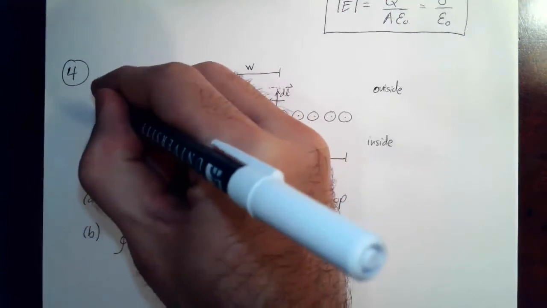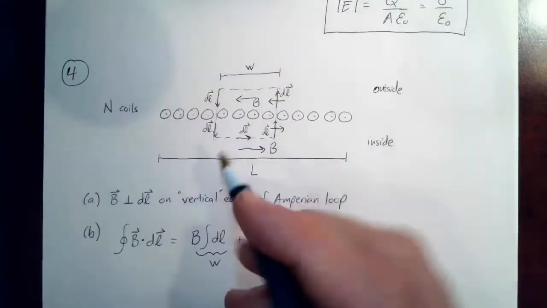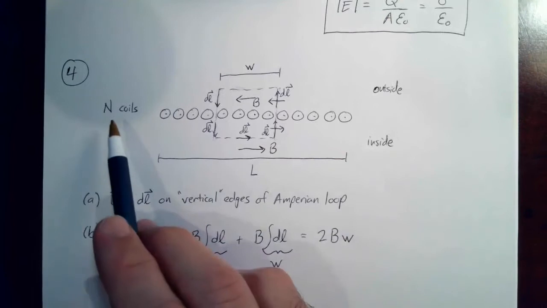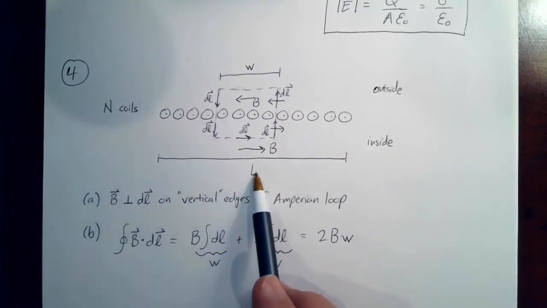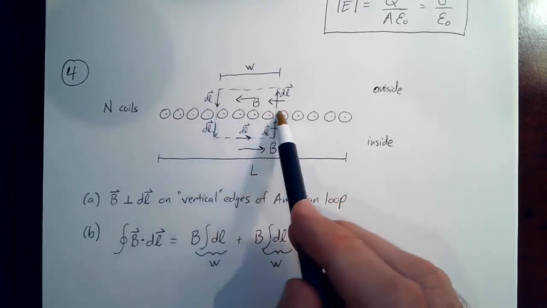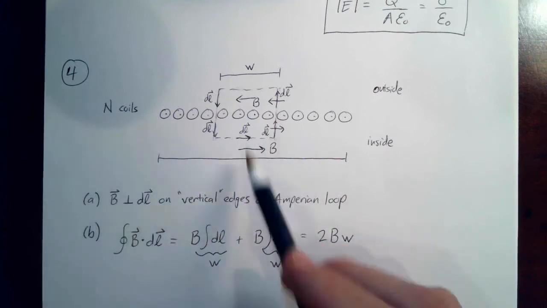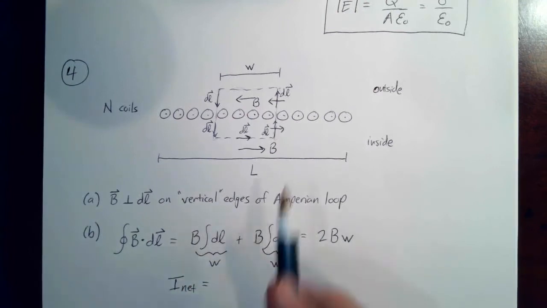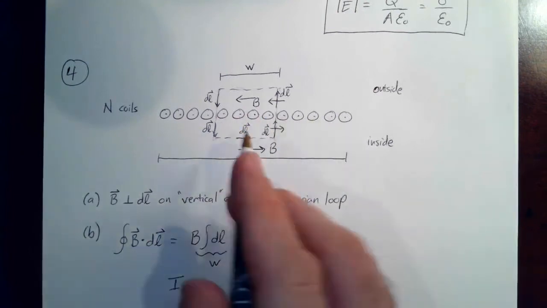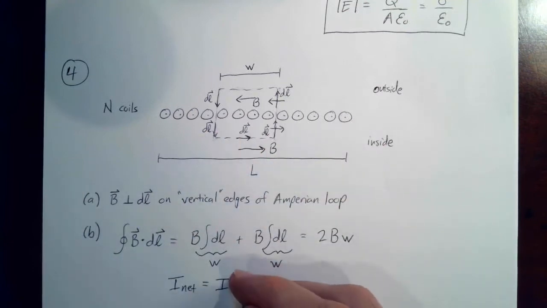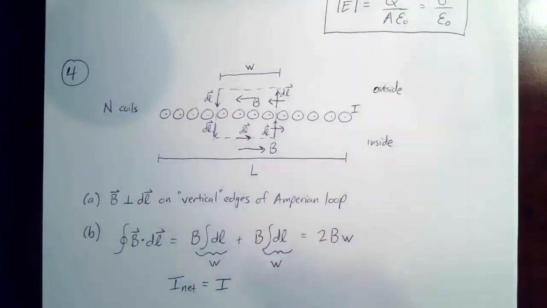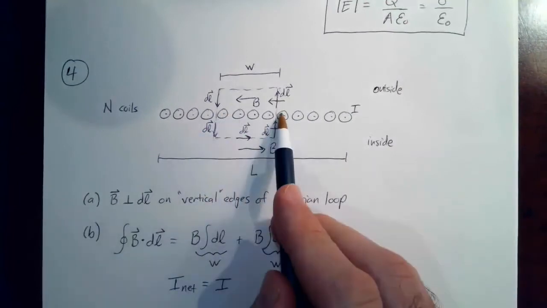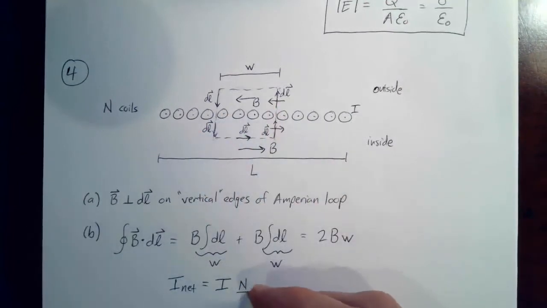If we know that there's N coils total along this length, then we know that the coils per length is N over L. So the number that would fit inside a length W has to be N over L times W. So the net current going through our loop here, piercing the soap bubble, is going to be I, which is the current through a single one of these, times the number of them that fit inside, which is N over L times W.